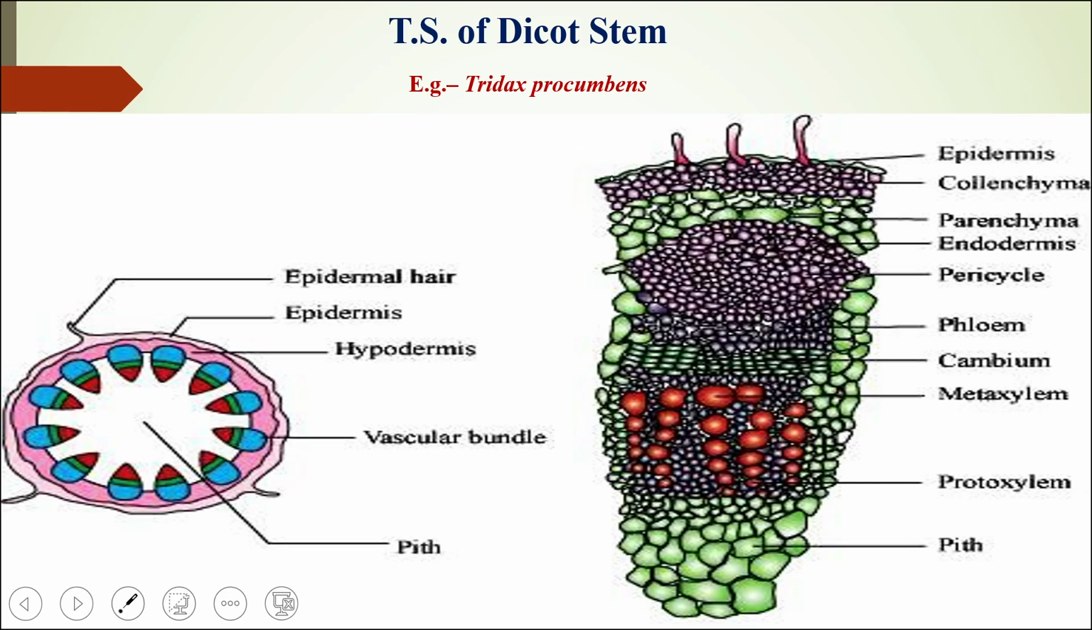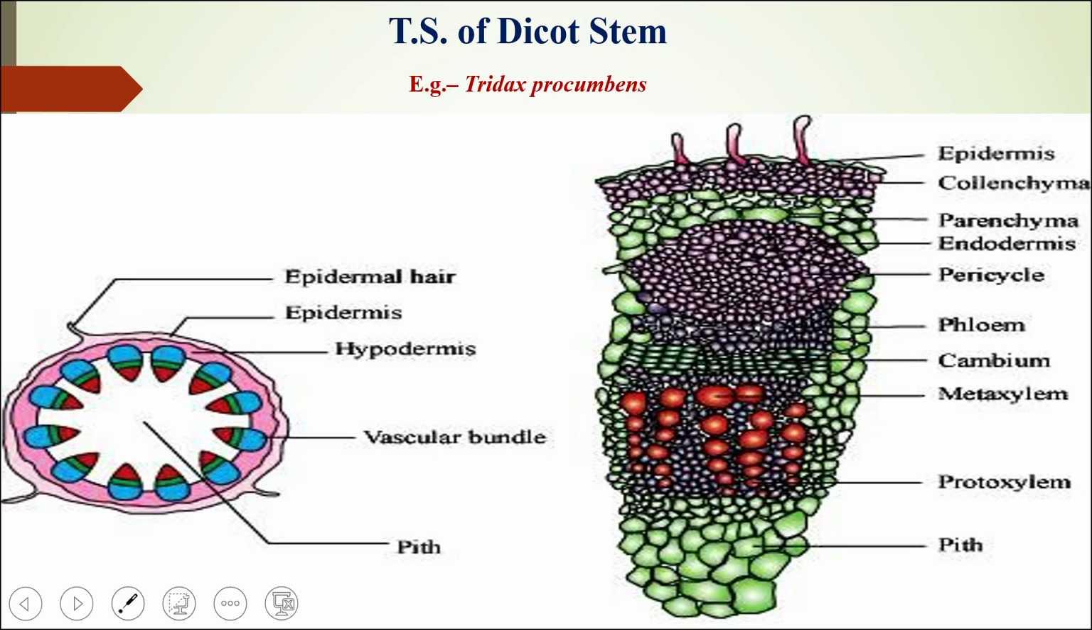Just below the epidermis is the cortical region. Just below the epidermis, 2 to 5 layers of collenchymatous cells are present, with thickened walls, and it gives a supportive system. Since it is present just below the epidermis, it is called the hypodermis. Just below the collenchymatous cells, loosely arranged parenchymatous cells are present, and each cell contains chloroplast pigments and does photosynthesis. These are the cortical regions.